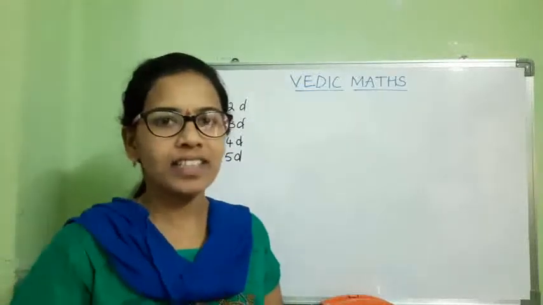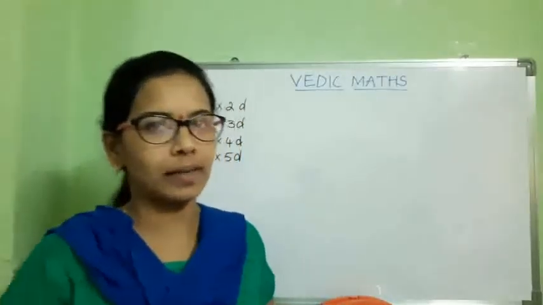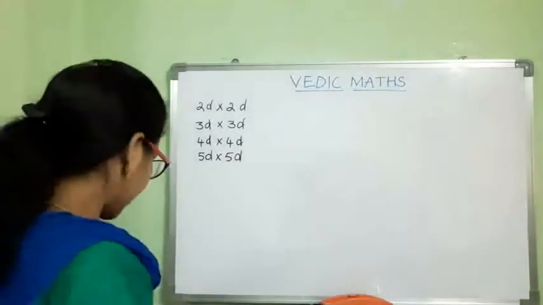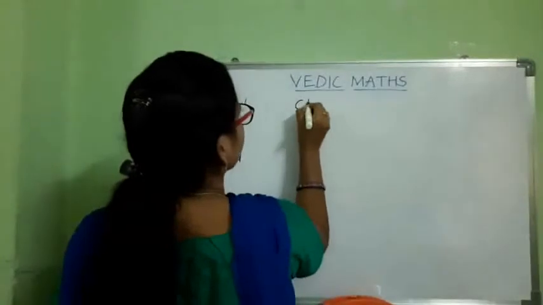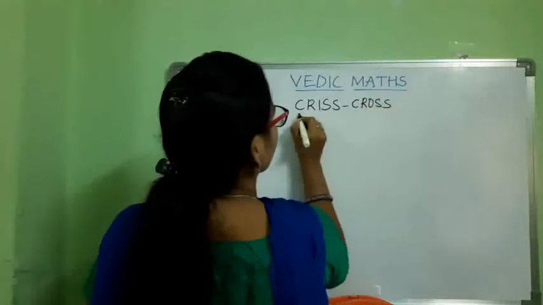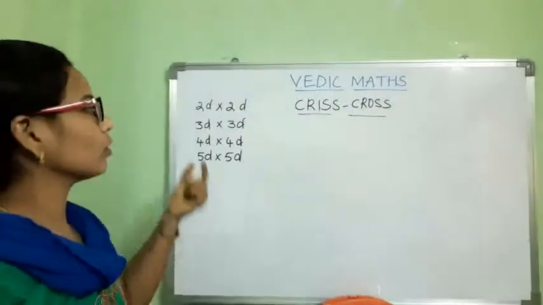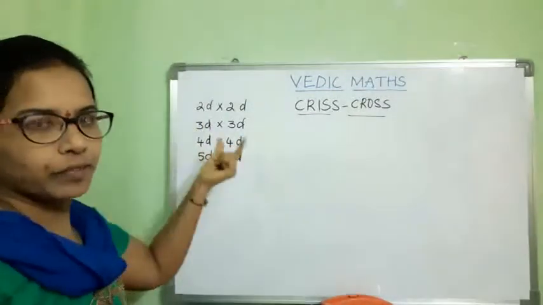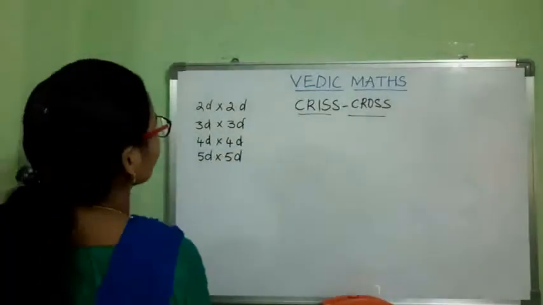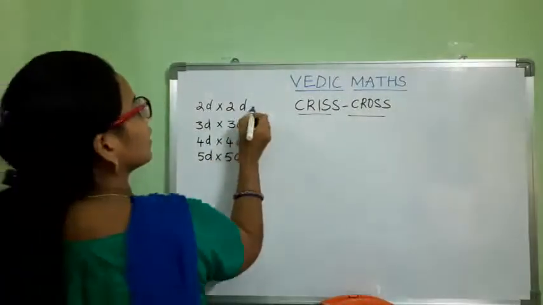Hi, in this video we are going to do the multiplication of a 2-digit number with another 2-digit number by using one method. What is that method? Crisscross method. We can also apply this method to 3-digit by 3-digit, 4-digit by 4-digit, and 5-digit by 5-digit numbers. For 2-digit numbers, we do the multiplication within 3 steps.